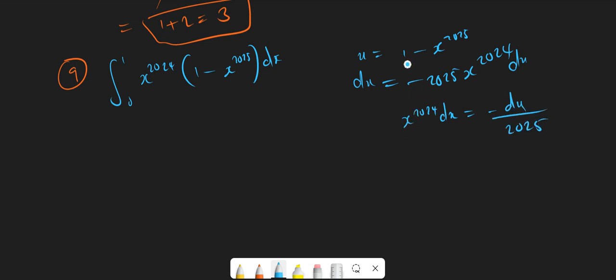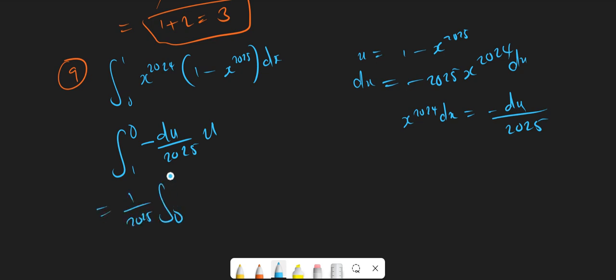And if we take this substitution, notice that when x is 0, u is 1, and when x is 1, u is 0. So you're going to take this as the integral from 1 to 0 of negative du over 2025 times u. So we'll write this as 1 over 2025 times the integral from 0 to 1 of u du.